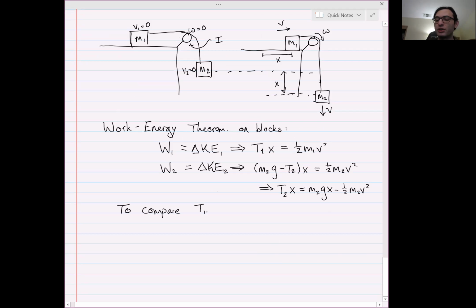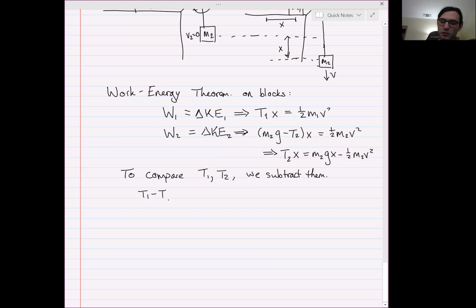If T1 and T2 really are the same, then the difference should be 0, right? So T1 minus T2 is equal to, according to the calculation we just did, divide through by x, 1 over x times 1/2 m1 v squared minus mgx plus 1/2 m2 v squared, right? Now the important point is that this is equal to 1 over x.